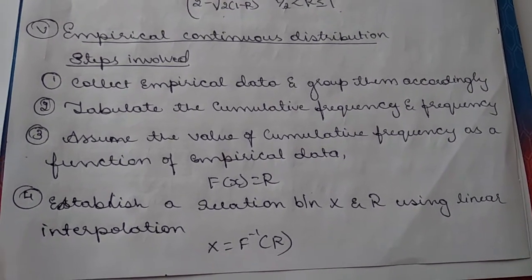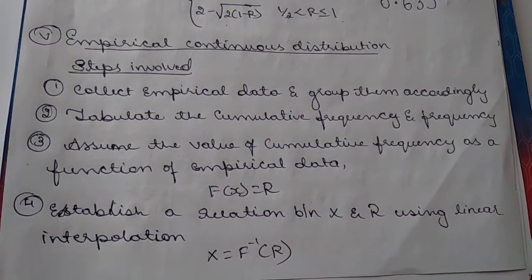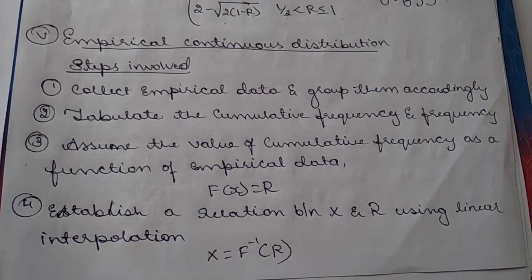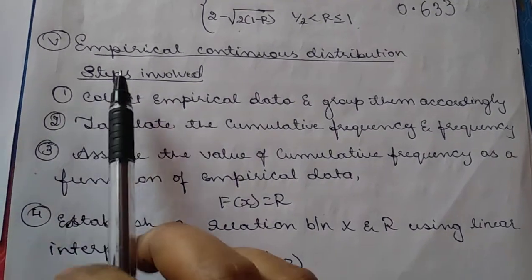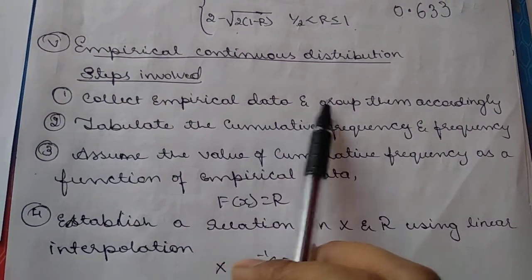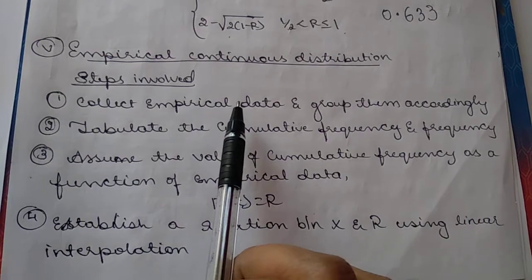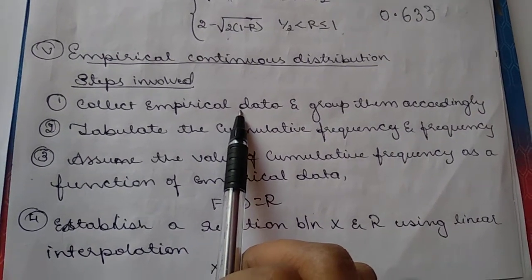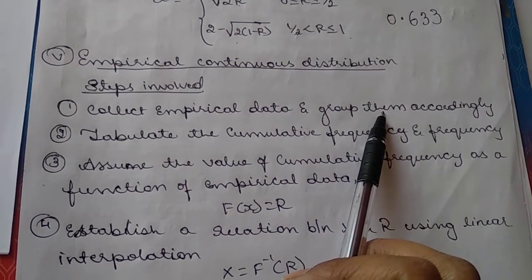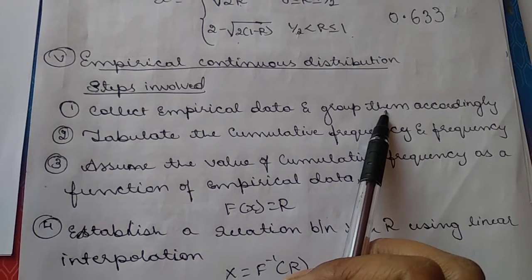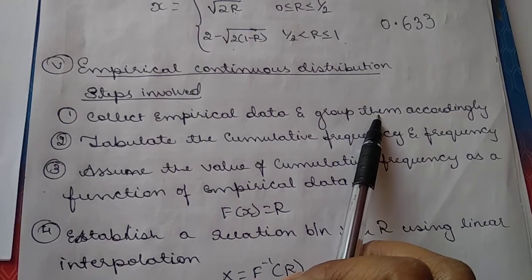Okay, first we'll see the steps involved in empirical continuous distribution. And here this empirical continuous distribution will always be based on the graph or the slope. Okay, see, first collect the empirical data and group them accordingly. Here, what do you mean by group them accordingly? The empirical data will be given in the problem. For the given data, you have to just group them in increasing order. First the lowest number should come and then it has to go increasingly. In increasing order you have to arrange all the things.